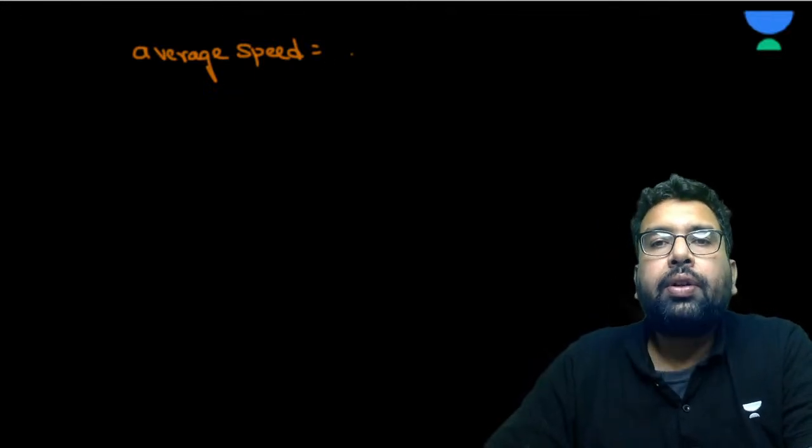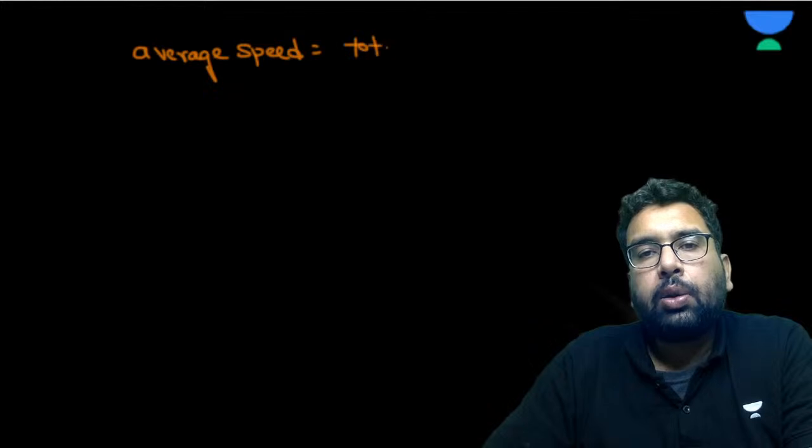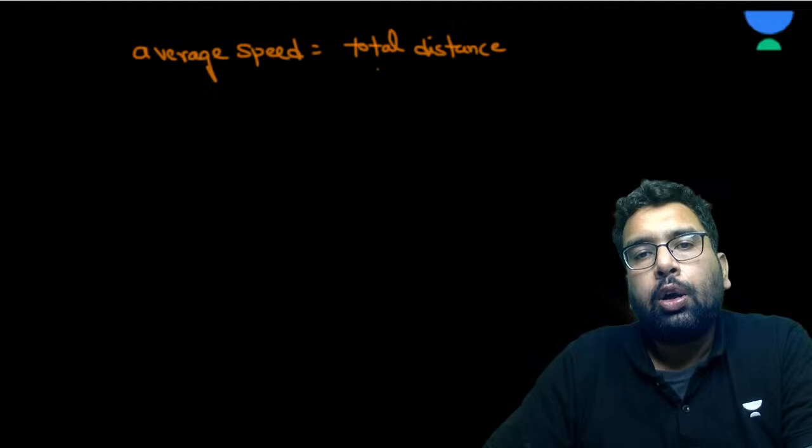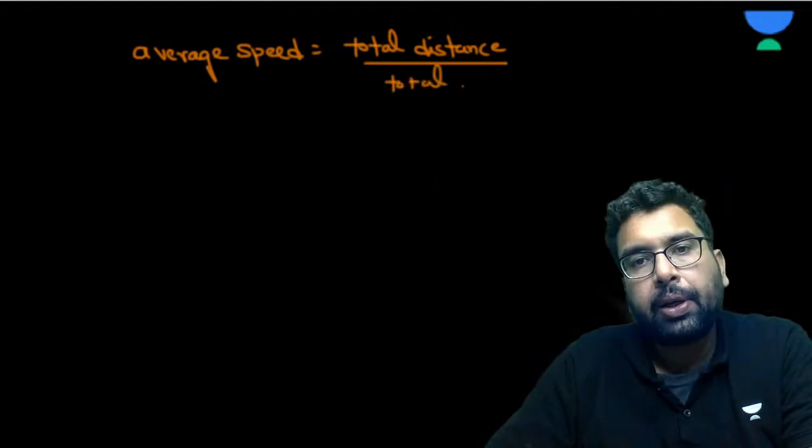Now, what is the average speed, beta? What is the average speed? So, average speed is basically total distance upon total time. Again, there is only one formula to find the average speed, that is total distance upon total time.